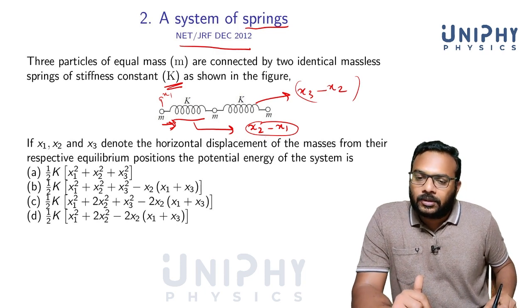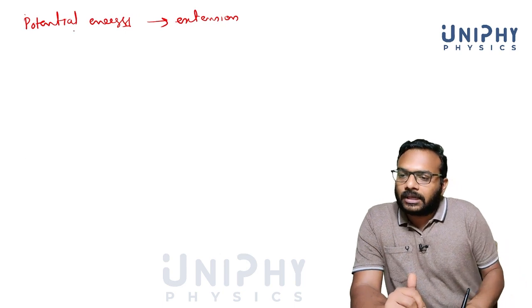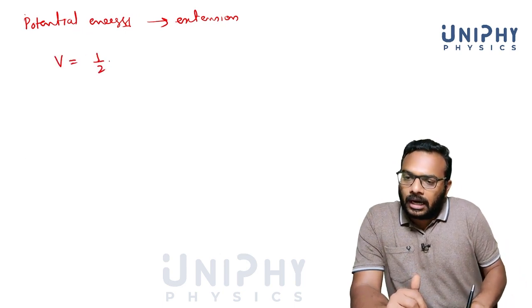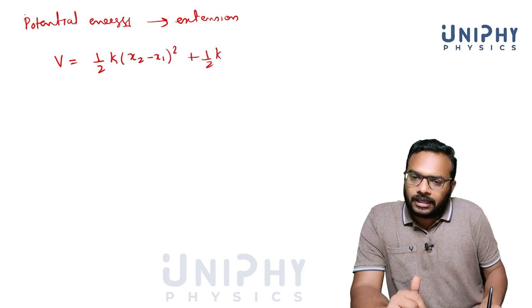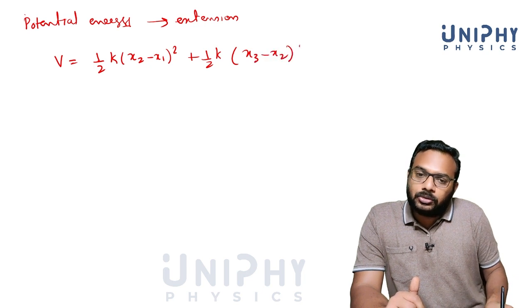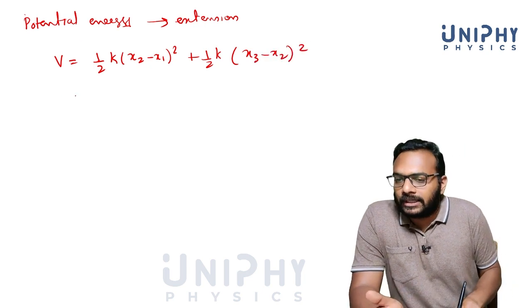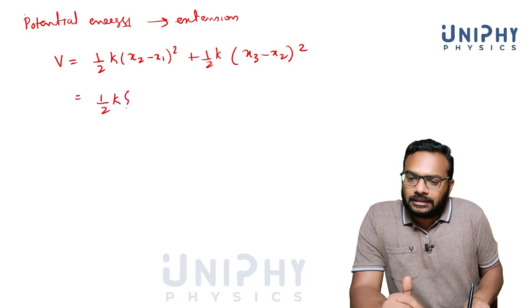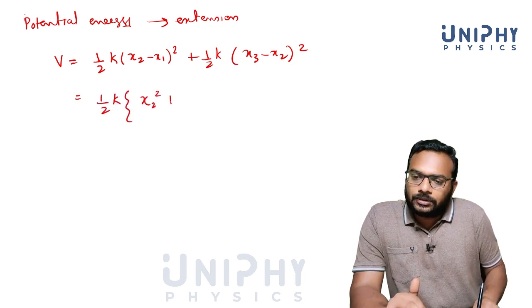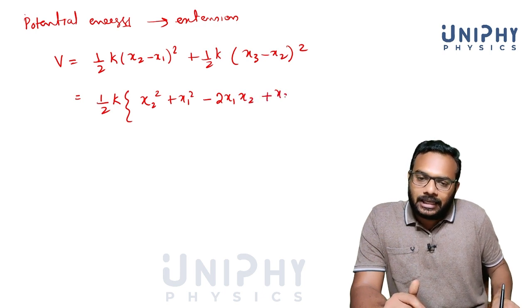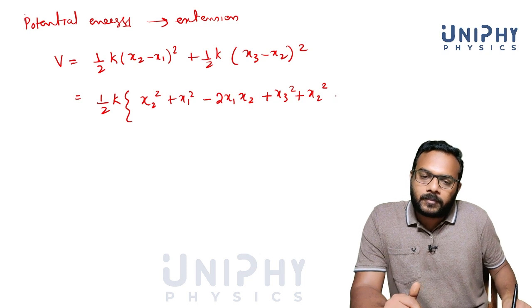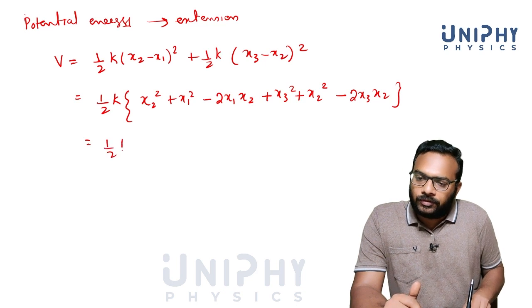Now, if that's clear, we just have to write the potential energy V is equal to half k (x2 minus x1) square plus half k (x3 minus x2) square. That's it. It's a matter of simplifying this. So, let's write it down. Half k, since it's common, we can pull it outside. x2 square plus x1 square minus 2 x1 x2, plus x3 square plus x2 square minus 2 x3 x2.